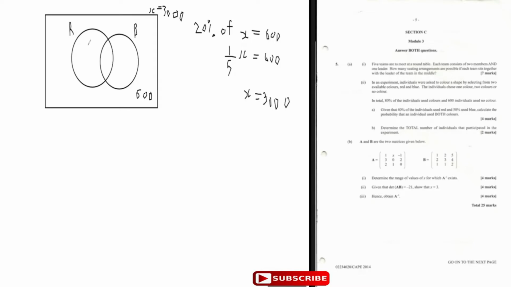Okay, calculate the probability that, given that 40% of the individuals use red. So 40% of everybody use red. So 40% of 3,000 use red. I'm just writing down the information given. And so 40% of 3,000 is 1,200. So 1,200 use red. This is the amount that use red.